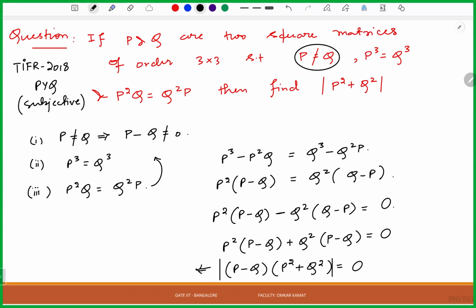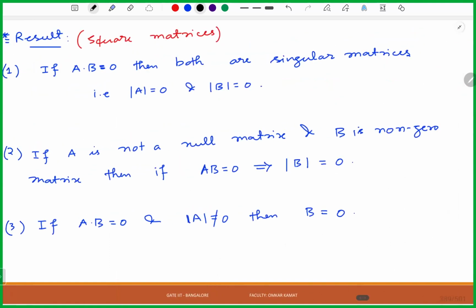So from here, it is clear that determinant of AB is equals to 0. What can I tell? See, already P minus Q we have told is a non-zero matrix. Then what should be equals to 0? Just now we learned the property. If a determinant of AB is becoming equal to 0, somewhere I have missed something. Yeah, one sign I have missed, guys. If AB is equals to 0, then determinant of A is equals to 0 and determinant of B is equals to 0. Here it should have been or instead of and.